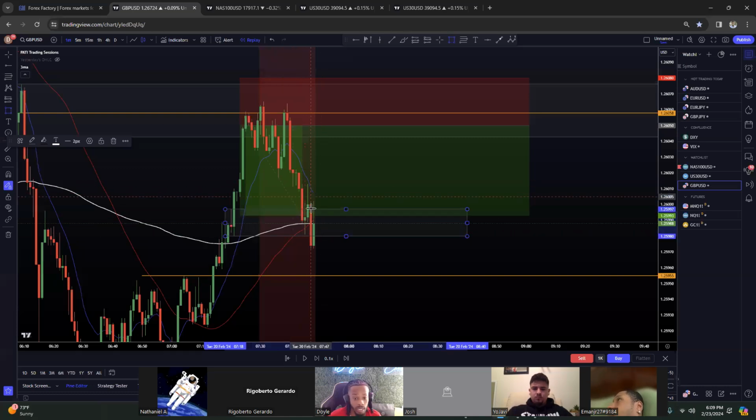So this is not good to take a buy right there. That doesn't make sense at all. If that's not a 5 minute demand zone, you shouldn't be on a 1 minute trying to enter in. No, bro, you won't get faked out.